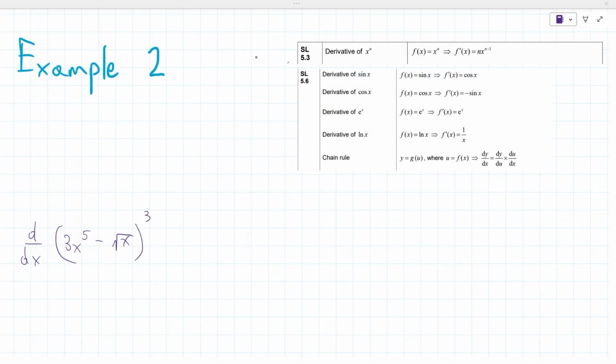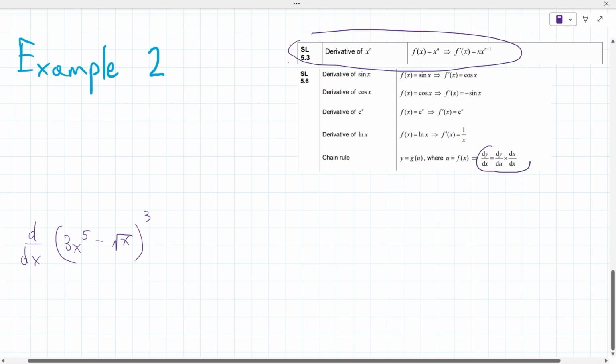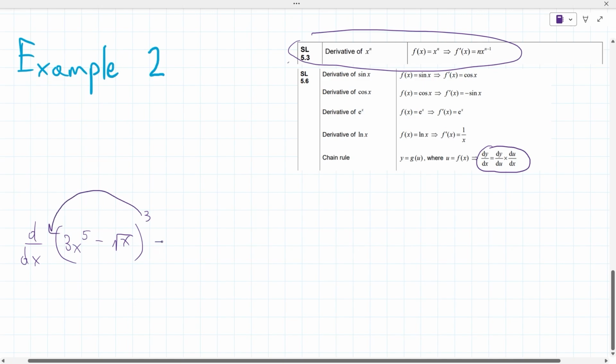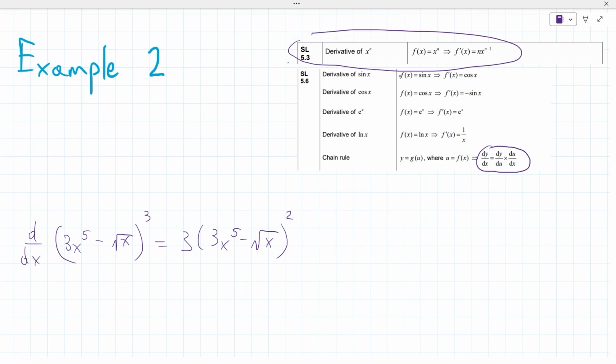So let's go to the next example. Here we will use this first standard derivative and of course our chain rule. So let's identify the outer function first. This is bringing something to the power of 3. How do we differentiate this? How do we differentiate x to the power of 3? Well, we bring the 3 to the front and decrease the exponent on the whole thing by 1. So now it's to the power of 2. And that's the first bit of our chain rule formula.